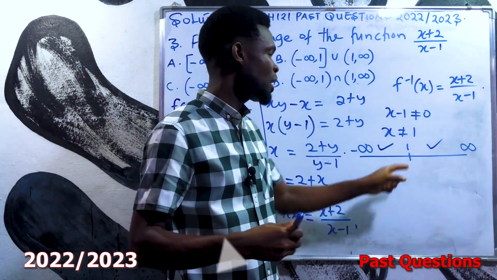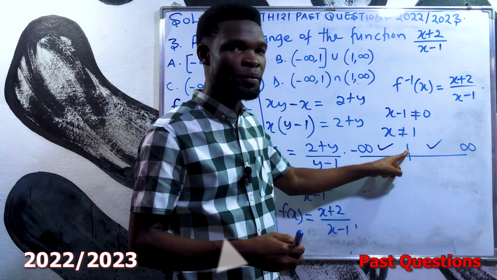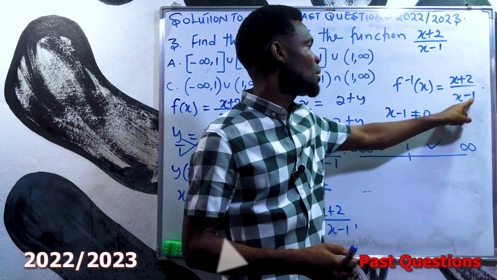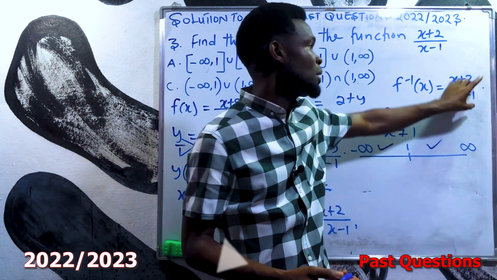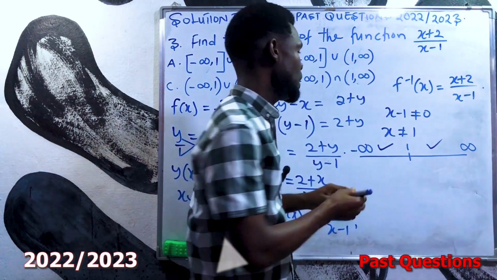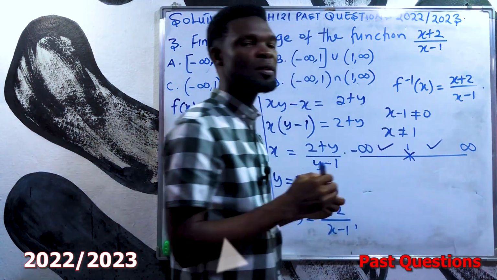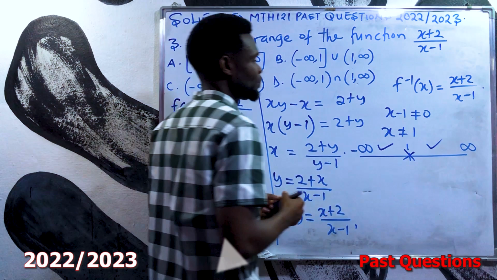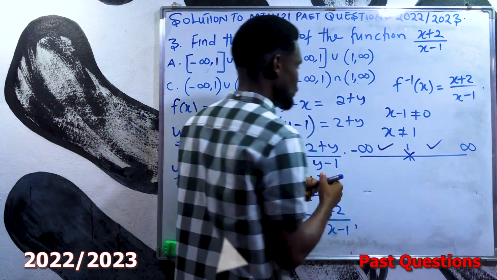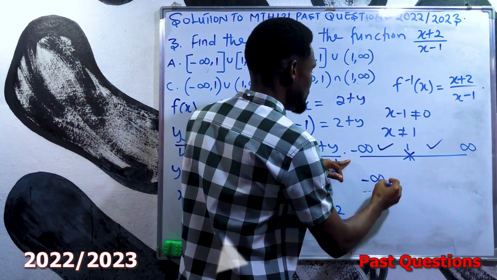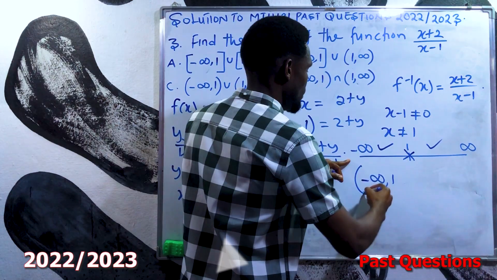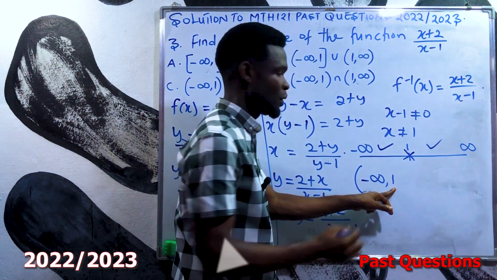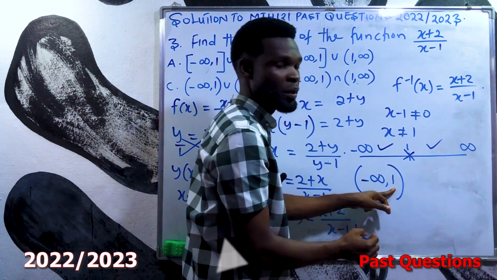But let's check at that critical point itself, 1. Pick 1, put 1 minus 1 is 0, which makes this function undefined. That means this region will not be satisfied. So that means that the domain of this function is from negative infinity to 1. But note that 1 is not inclusive. So we use an open bracket.